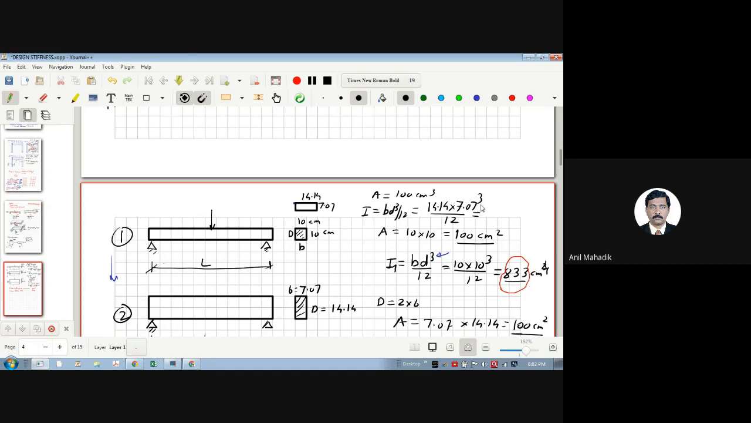निकलना पड़ेगा ना. 416. Okay, I'll write it out directly. 416 cm raised to 4. Now here, even though you are increasing the width, it is not changing. But here you are changing the depth for the same area. ये बहुत बढ़ रहा है. It is almost double. So always changing the depth or increasing the depth is a good choice for increasing the stiffness, load capacity, and all.